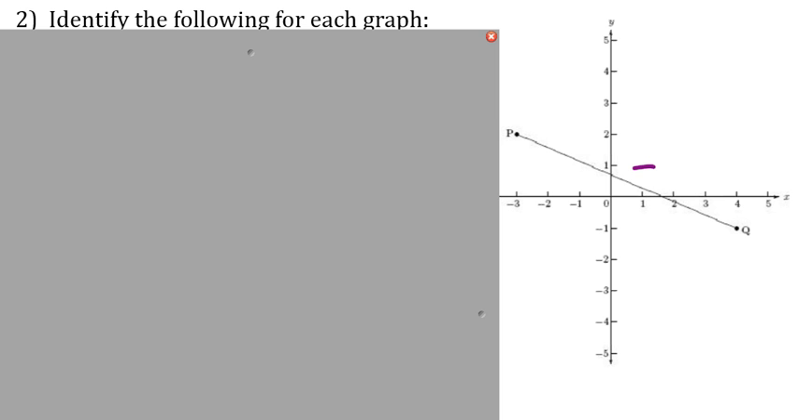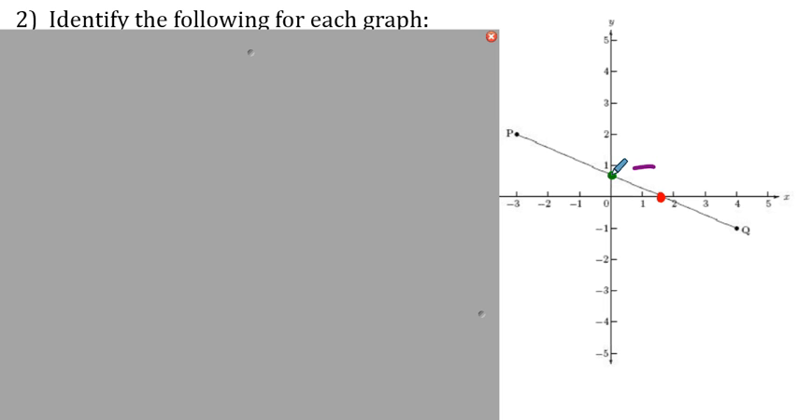Let me change my pen color. Is it crossing the x-axis anywhere? Yes, about here. So there's an x-intercept. Crossing the y-axis anywhere? Yep, there's a y-intercept, so we know we have those. And let's see how that helps us answer our questions.